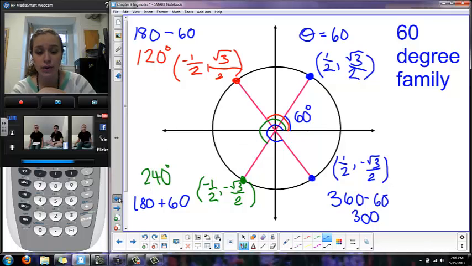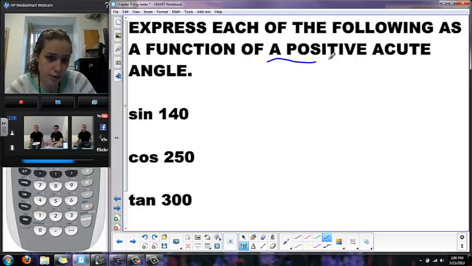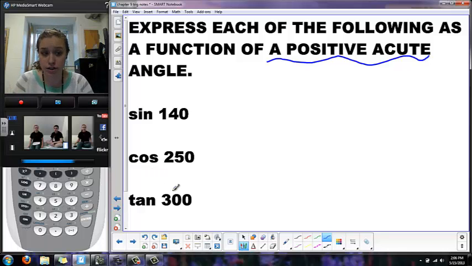Okay? So now I want to go back a couple slides to this. And we want to express each of the following as a function of a positive acute angle. Whenever it says as a function of a positive acute angle, that means that these angles right here live in other quadrants. Okay? They are not acute. They're in the second, third, or fourth quadrant. We want to rewrite these values in terms of the reference angles that are in the first quadrant.